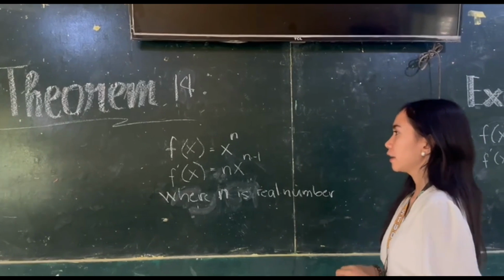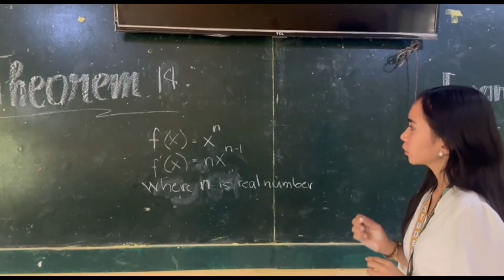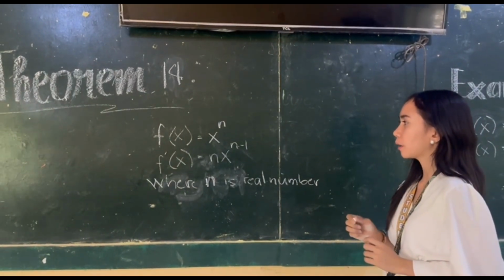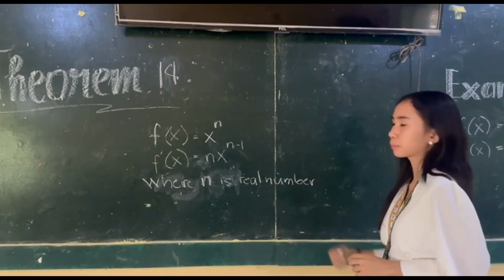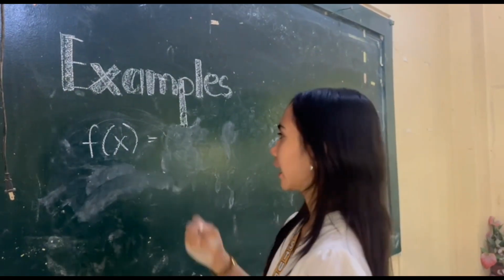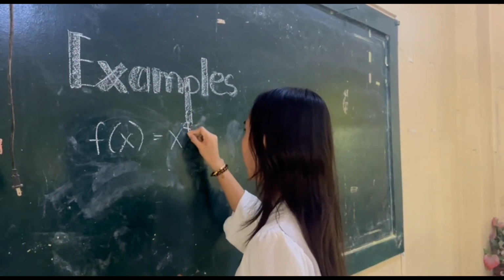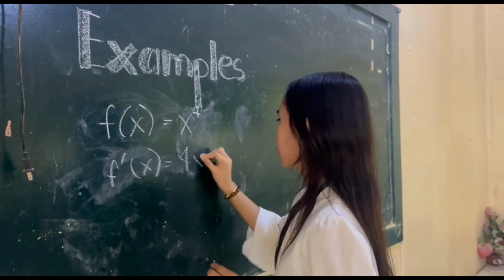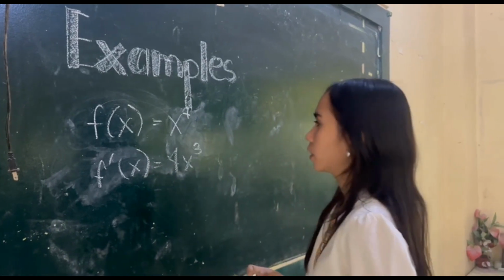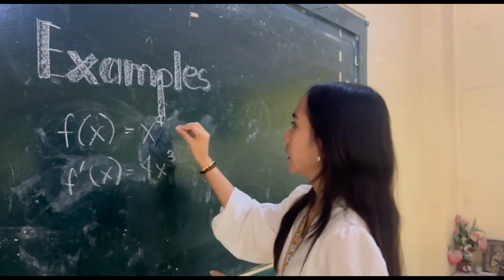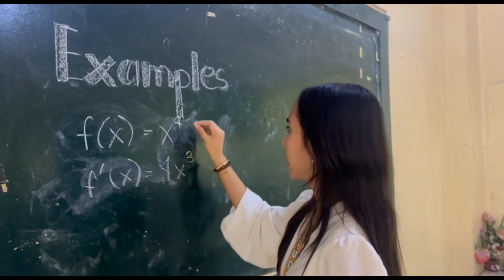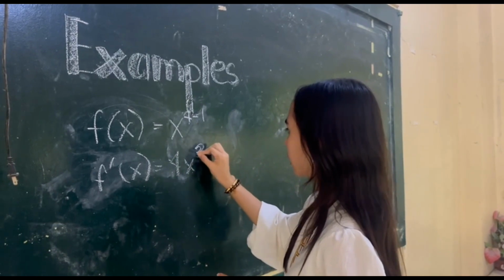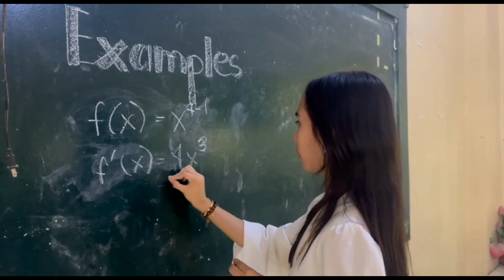Theorem 14. If f of x is equal to x raised to the power of n, then f prime of x is equal to n times x to the power of n minus 1, where n is a real number. Example: if f of x is equal to x to the power of 4, then f prime of x is equal to 4x cubed. How did we get that? Well, just transfer the 4 to the front, then it becomes 4x, then minus 1, so 4 minus 1 makes the power 3.